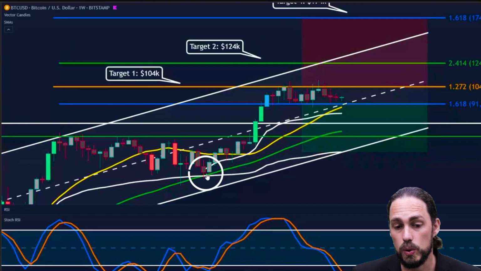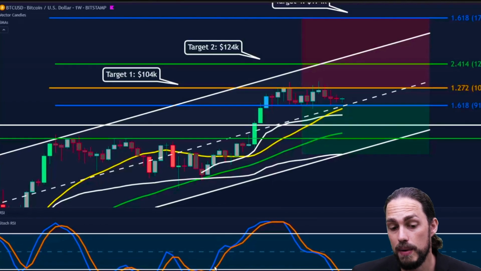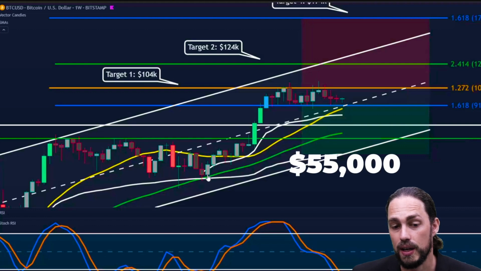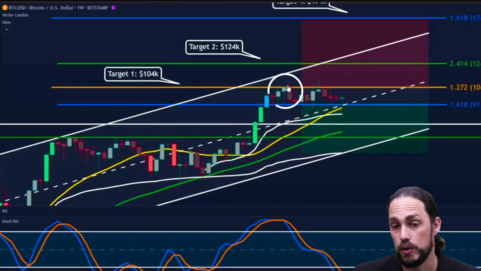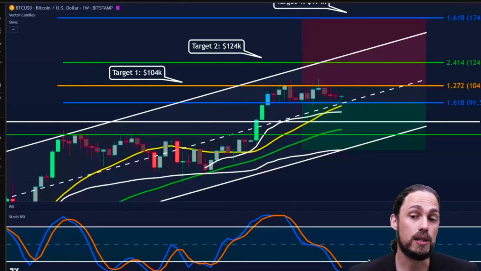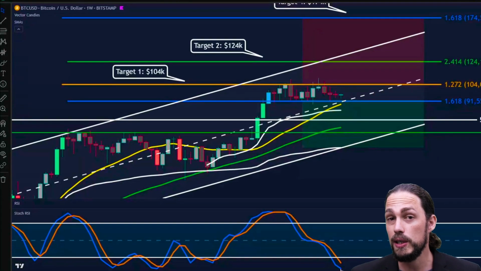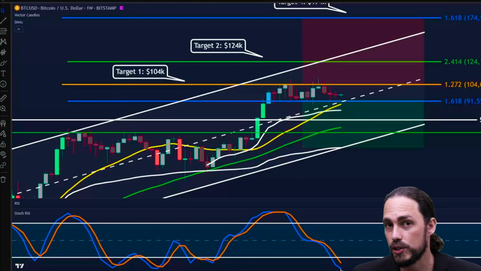We can see that this was right at the bottom of the bull flag and that we had this positive momentum cross and price pushed all the way from roughly this $55,000 area all the way to 104 and a little bit higher. So looking at the stochastics, momentum is still looking to the downside. We can see that the blue line is showing early signs of wanting to cross up below the 20.